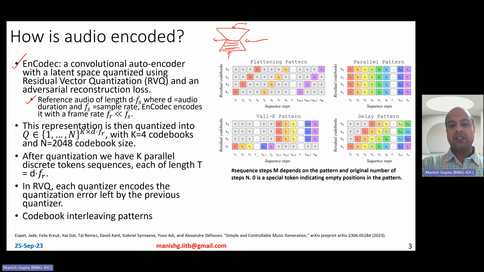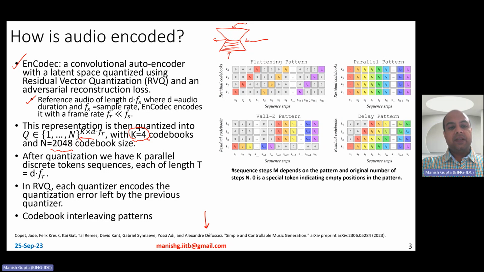Typically, in this particular paper, they chose to do quantization with k equal to 4 codebooks, where there are n different possible levels in this quantization. So n is 2048, and they try to ensure that every time point is quantized into 4 different numbers, such that each number could belong to one of those 2048 different codes. Okay.